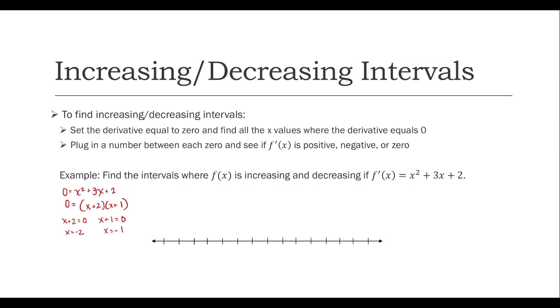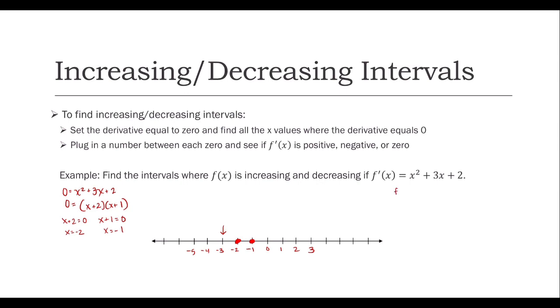So on our number line, we want to make sure to have those numbers. Negative 2, negative 1, 0, 1, 2, 3, negative 3, negative 4, negative 5. Okay, so we have the points, negative 2 and negative 1. So now we need to plug in a number between each of those zeros and on the outside. So we'll start by plugging in negative 3 into our derivative.